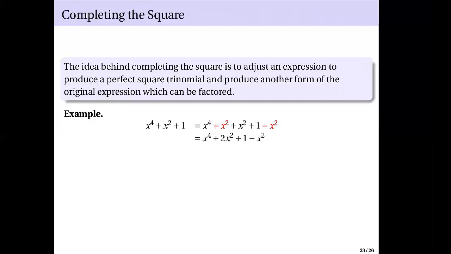But where does the 2x squared come from? This one, x squared plus x squared, that is equal to 2x squared. Okay, sorry, I was just looking for the red color. Okay, thank you. You're welcome.